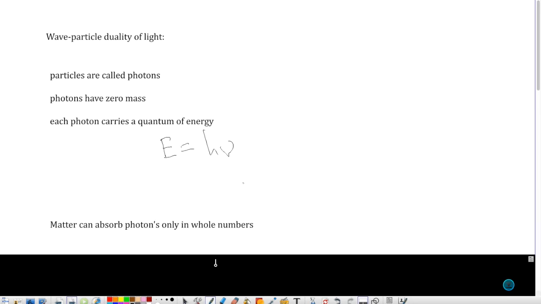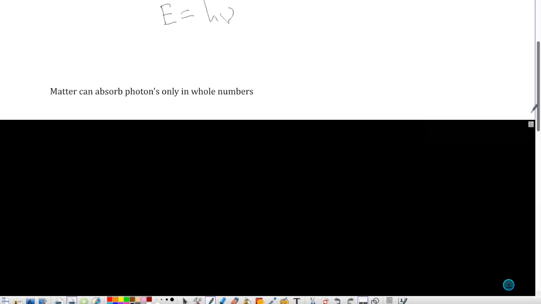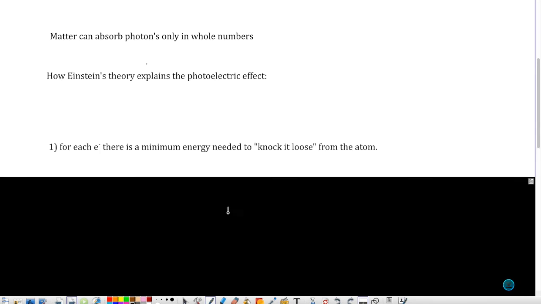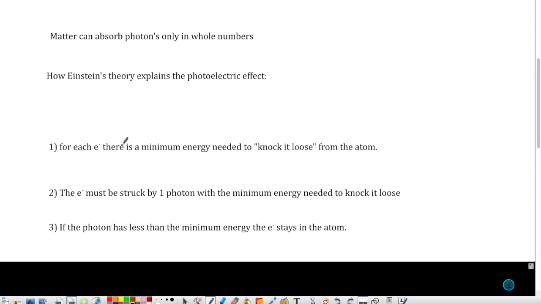The way that he used this to explain the photoelectric effect was that matter can absorb photons only in whole numbers. For each electron, there's a minimum energy needed to knock it loose from the atom. The electron must be struck by one photon with the minimum energy needed to knock it loose. If the photon has less than the minimum energy, the electron stays in the atom.